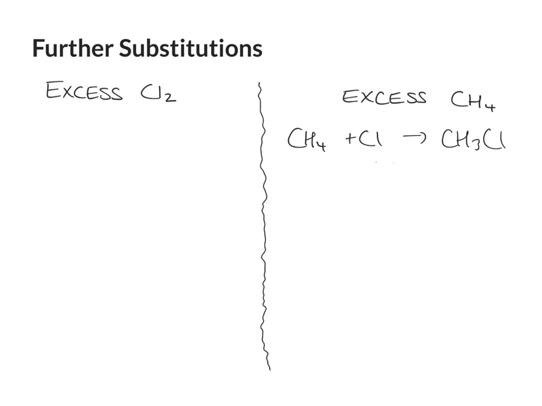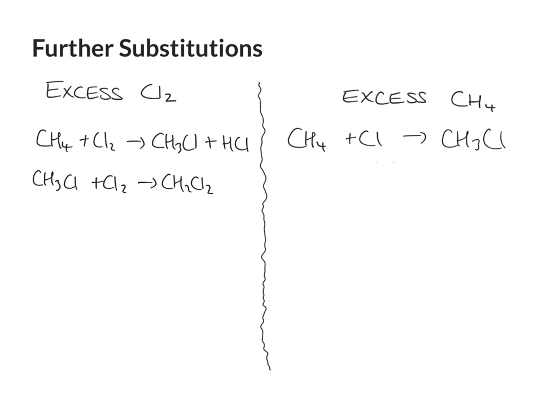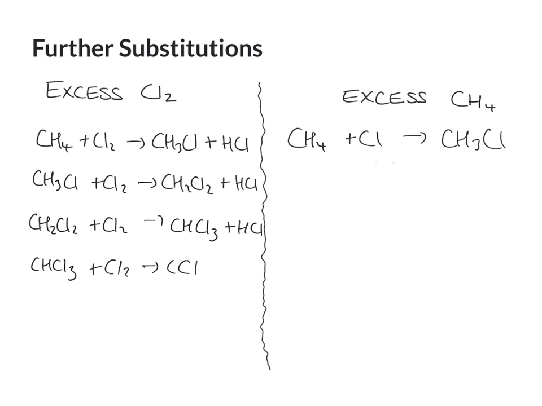However, if you use excess chlorine, so we're going to look at this one now. First of all, you would get your methane, it would react with chlorine, and it will give you the chloromethane and hydrochloric acid. But then, because you've got excess chlorine in there, your chloromethane could also react with chlorine, and that would give you dichloromethane. And then if you've still got more chlorine, your dichloromethane could also react with chlorine. That would give you trichloromethane and hydrochloric acid. And then if there's still more chlorine in there, your trichloromethane with 3 chlorine atoms on it would react with another chlorine molecule, and you would get tetrachloromethane plus HCl.